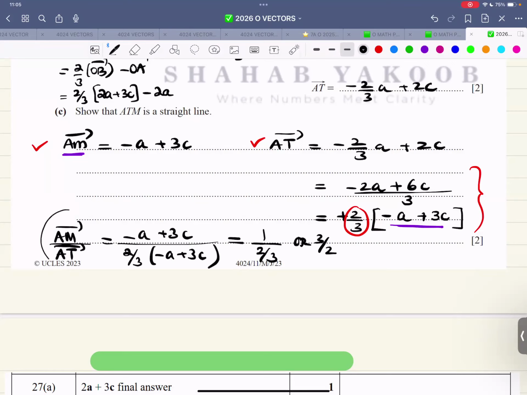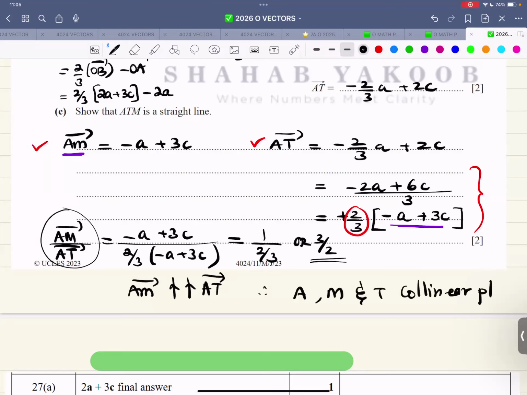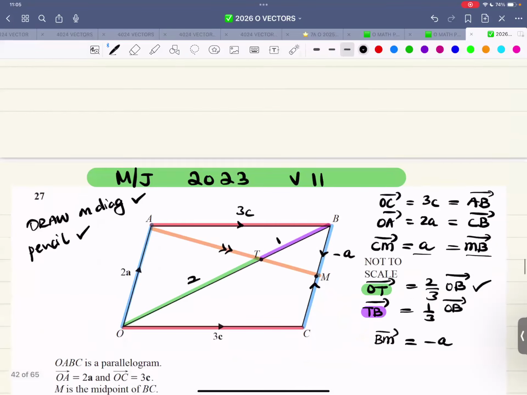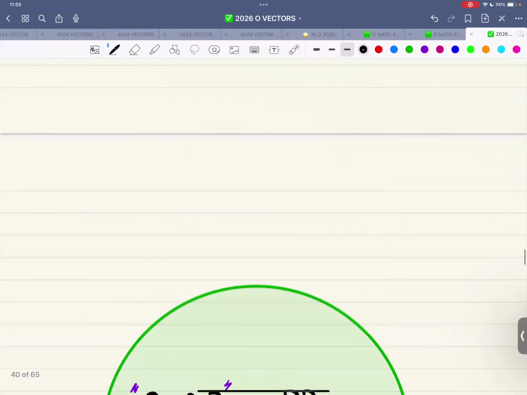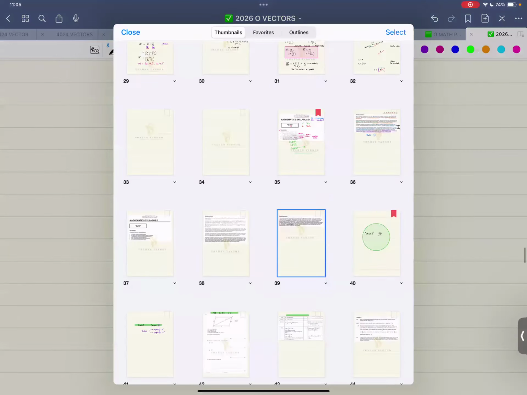That means if two vectors divide and give you a constant, that means AM is parallel to AT. Therefore, A, M and T are collinear points. If they are collinear points, therefore AMT is a straight line. Now, the ending is very dramatic. Listen to this once again. All we have to do is to apply this concept of parallel vectors.